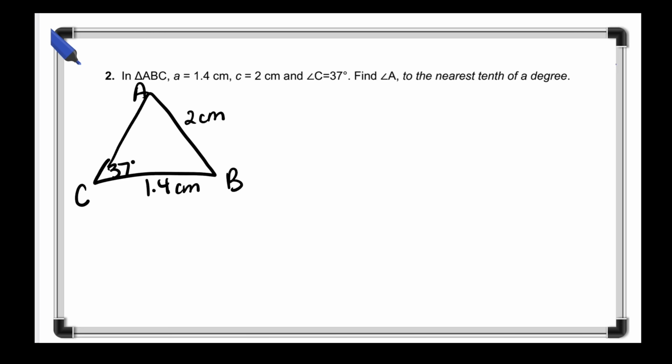What we want to do is find angle A. So we want to find this angle right here. So what we're going to do is we're going to say, all right, we're going to look at our triangle.